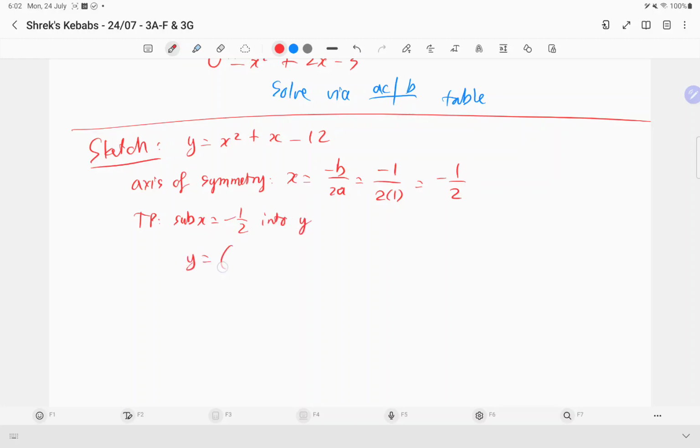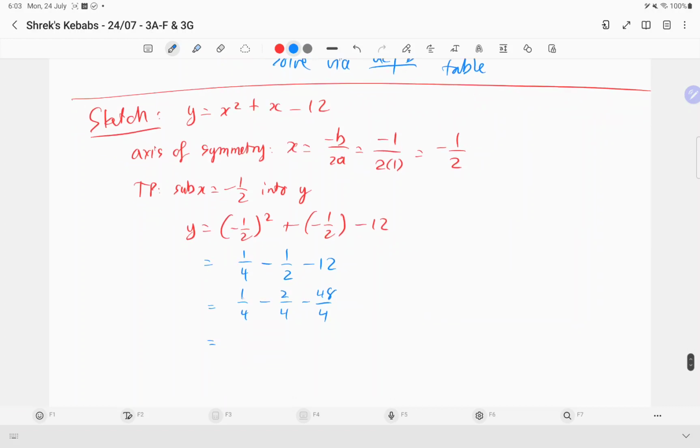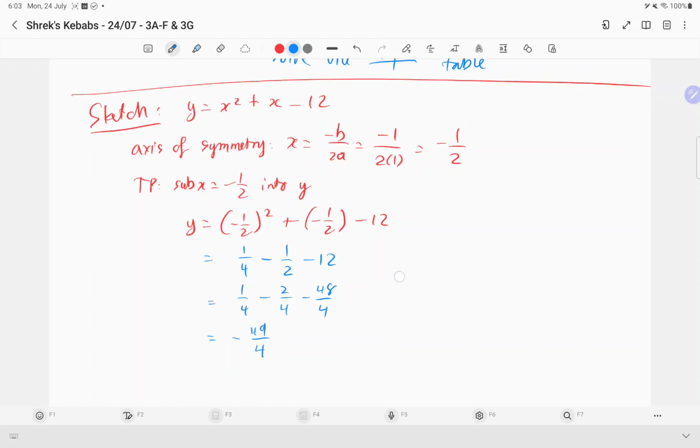Then we get y equals negative 1 over 2, everything squared, plus negative 1 over 2, and then minus 12. This one is a little bit harder because we're working with fractions. So that would be 1 over 4 minus 1 over 2, and then minus 12. Make everything over 4: 1 over 4, minus 2 over 4, minus 48 over 4. Minus 2 minus 48 is negative 50, and then plus 1 is negative 49 over 4. So we've got the turning point, the y value is negative 49 over 4.